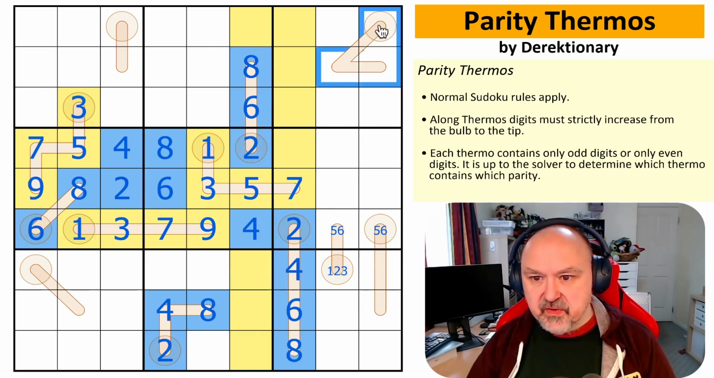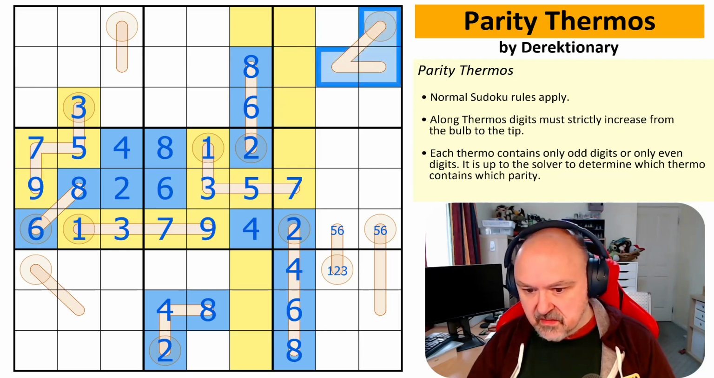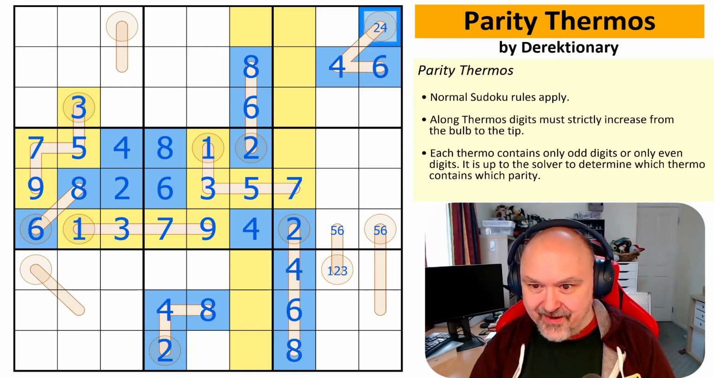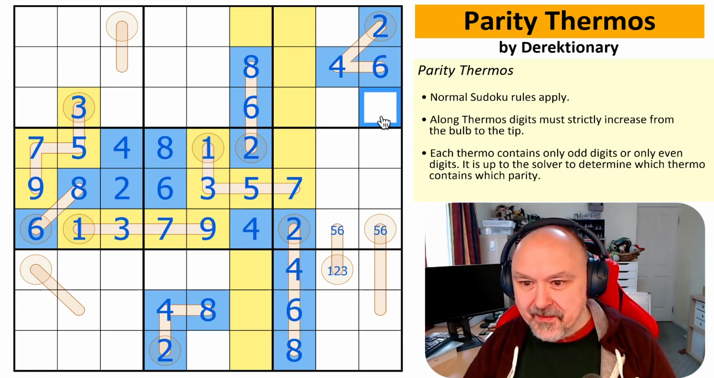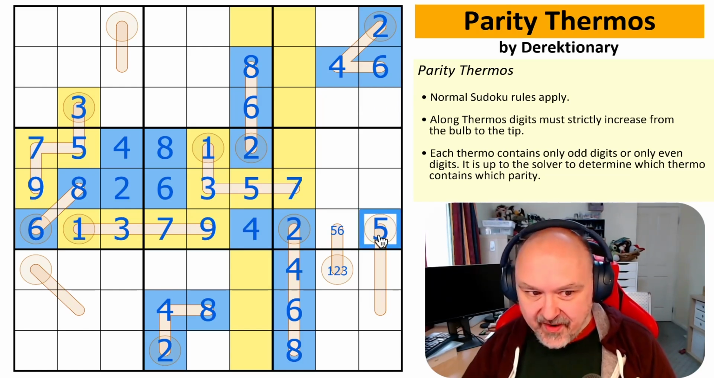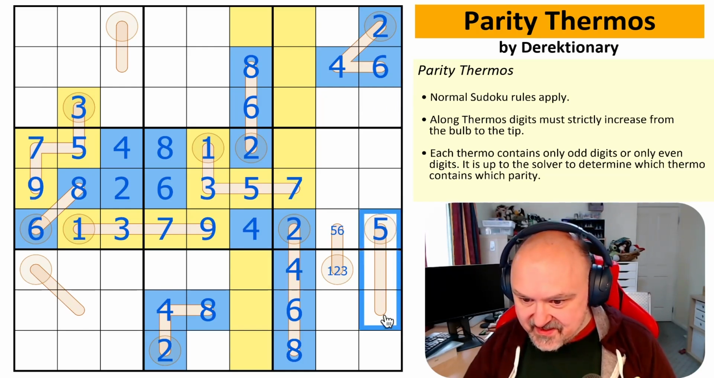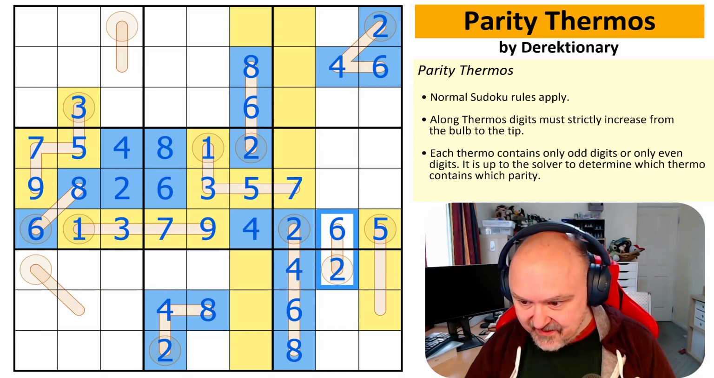These are even because if they were odd, I would have 6 odds in the box. So this is 2, 4, 4, 6, and 6, 8, except it's not 8. So this is 6, 4, and 2. That means this is 5. So this entire run is odd, and this will be the 6, which means this is the 2, and these are even.